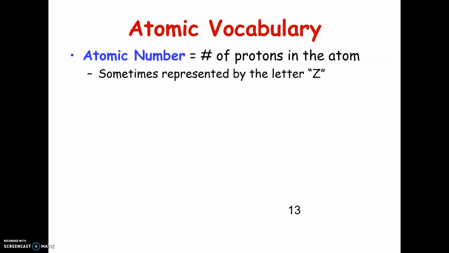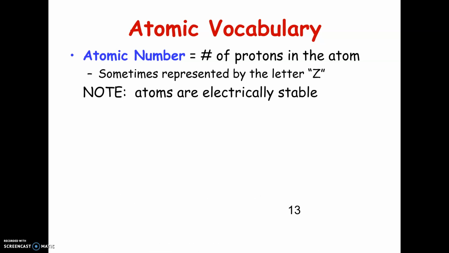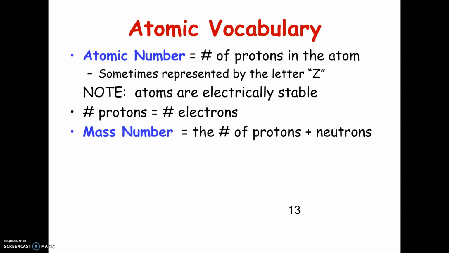So some atomic vocabulary. First of all, the atomic number is the number of protons. All atoms we assume are electrically stable in nature, meaning they're neutral. So the atomic number and the number of protons will also be equal to the number of electrons, because a proton has a +1 charge and an electron has a -1 charge. So atoms we assume are neutral. So the number of protons is equal to the number of electrons.